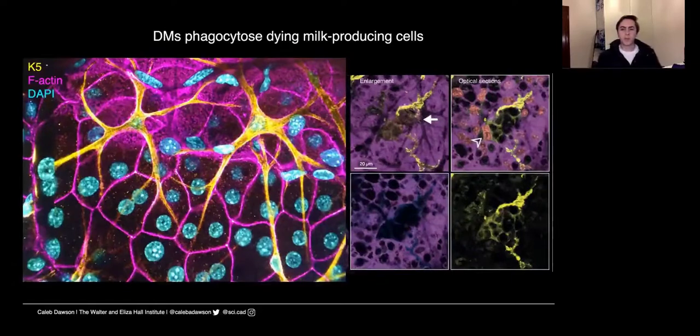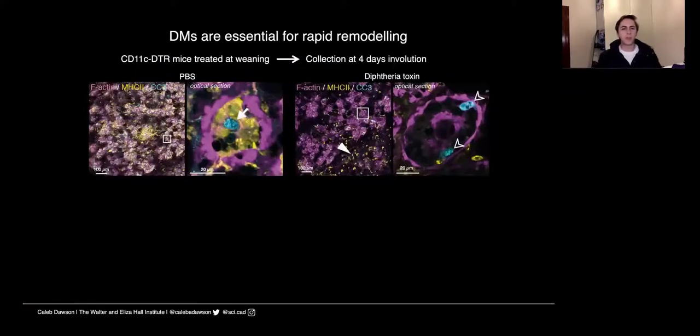But is this important? Are the ductal macrophages necessary for this remodeling? To answer this, we depleted them using the diphtheria toxin model. So if you express the diphtheria toxin receptor in specific cells, you can administer diphtheria toxin, and this will bind to this receptor and kill just those cells. And so we treated CD11C DTR mice with diphtheria toxin upon weaning, and then collected them during involution. In the control mice, we have this infiltration of the DMs and phagocytosis of the dying cells. Whereas when we deplete, we have no DMs and we have no phagocytosis of the dying cells.